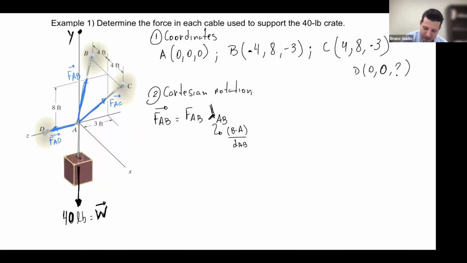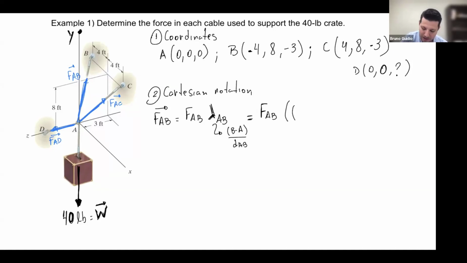Okay. Can I save some time and space and do it right here? FAB, the magnitude, we don't know. That's what we're trying to find. What is the magnitude? What's this force? Okay, FAB. And do it right here like this.